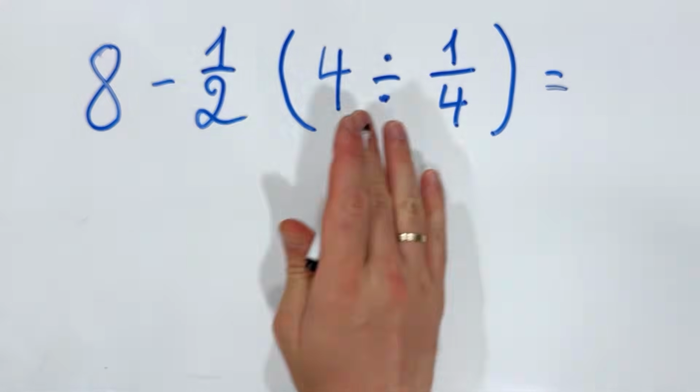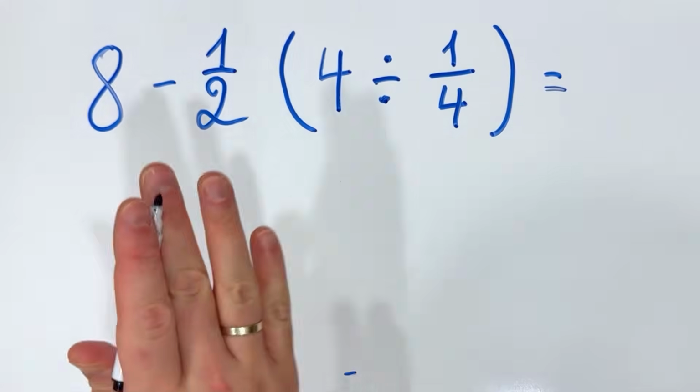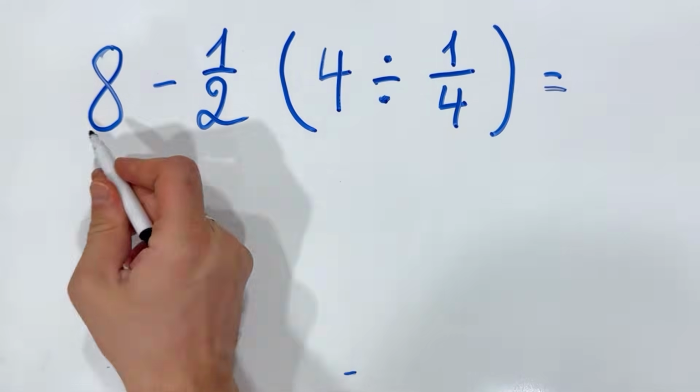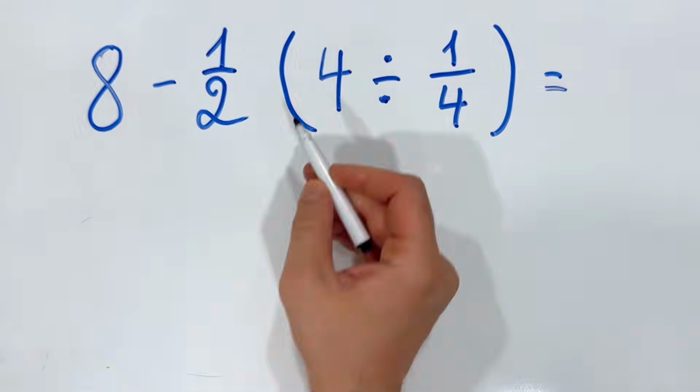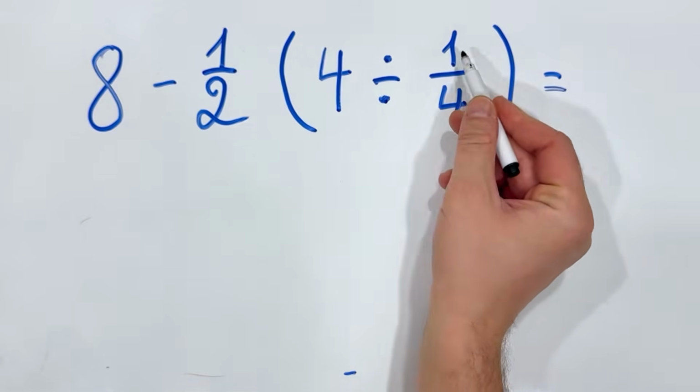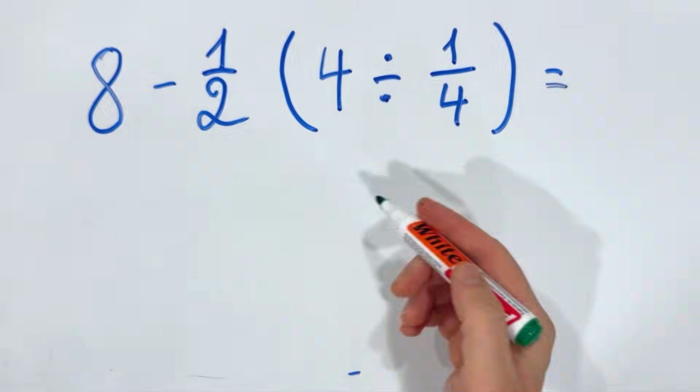Hello everyone, today we have a very interesting math problem. 8 minus 1 over 2 times 4 divided by 1 over 4.